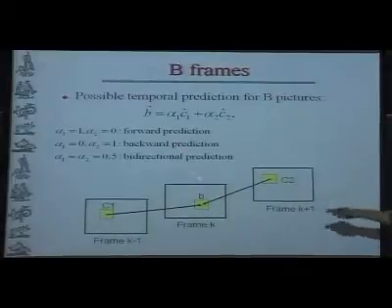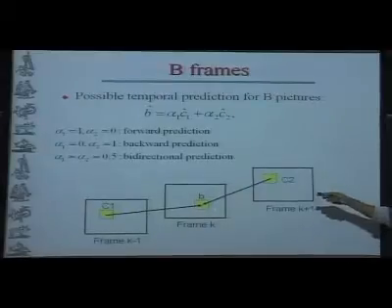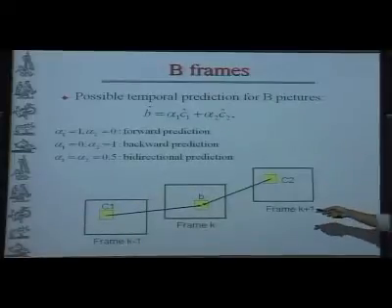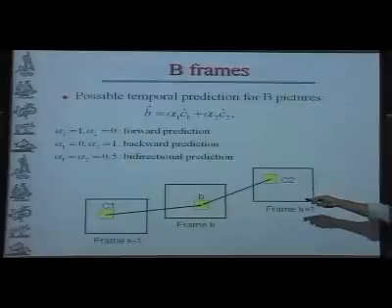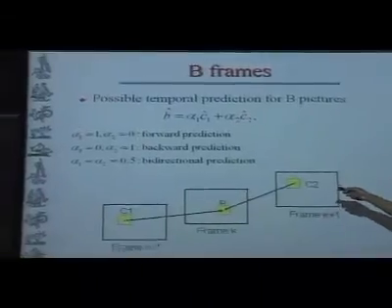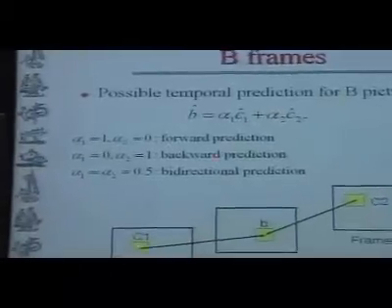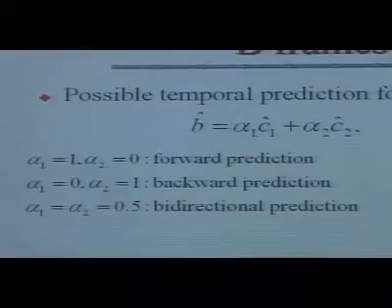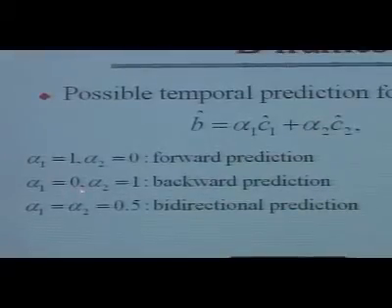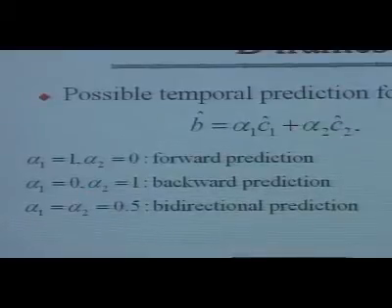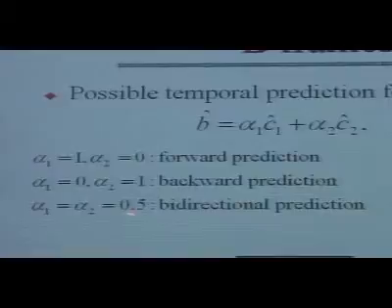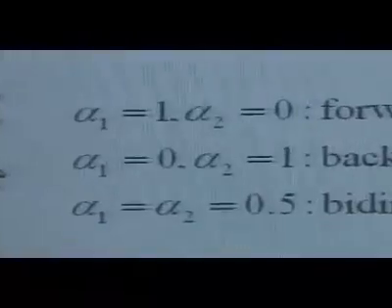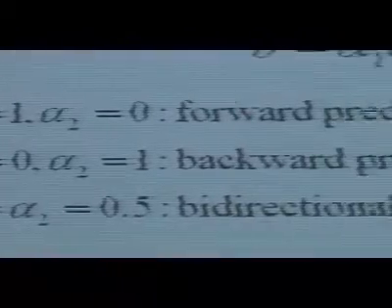So B hat, which is the estimation of this block, can be a linear combination of C1 and C2. So it can be forward only. For example, alpha 2 is 0, meaning you only search in the past. Or the best match happens to come in the past. And then it can be alpha 1 equal to 0, which means the best match only comes from the future. Or it can be a combination of both for whatever reason. So in this case, you always get much better motion estimation.